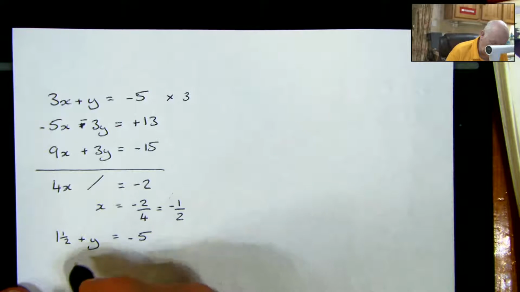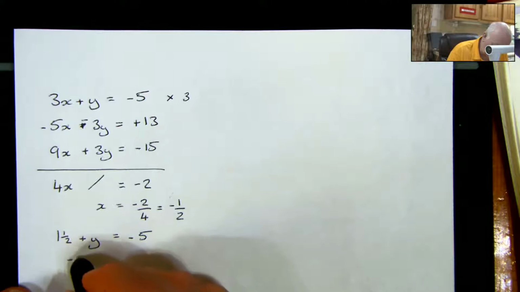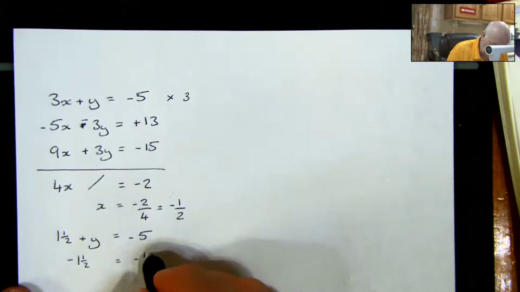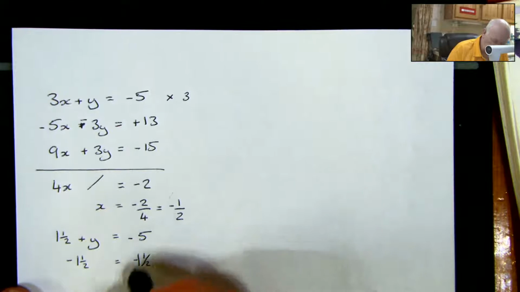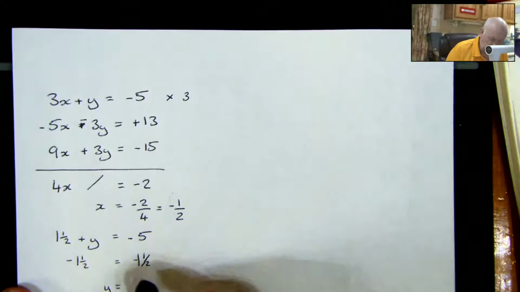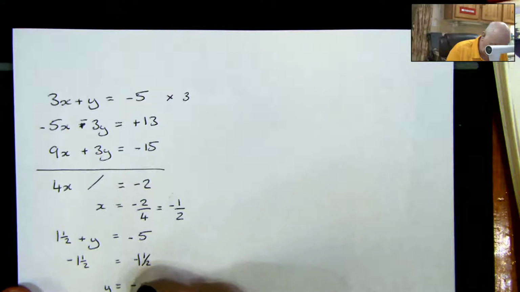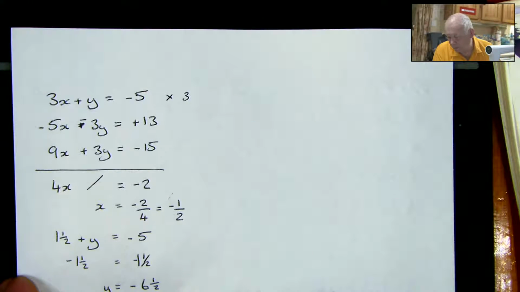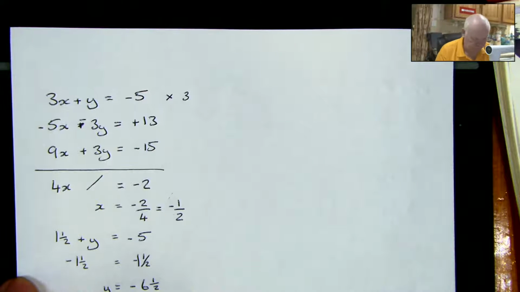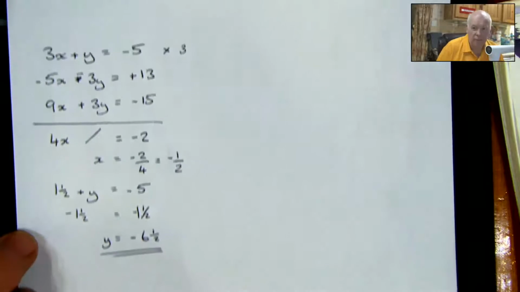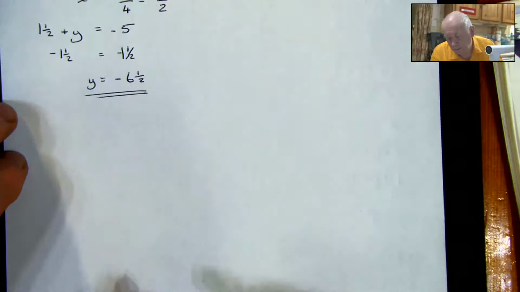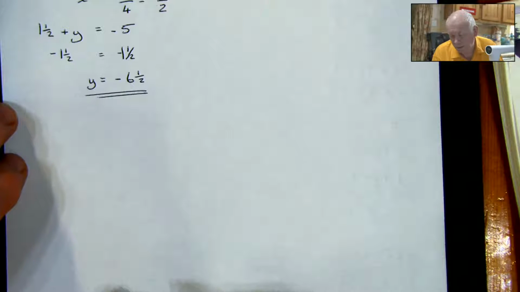So what I want to do is take away 1.5 from both sides. So y is going to equal, in this case, minus 6.5. Probably not one of the easiest ones to do. Let's do another one. See if I can make something up a little bit simpler.